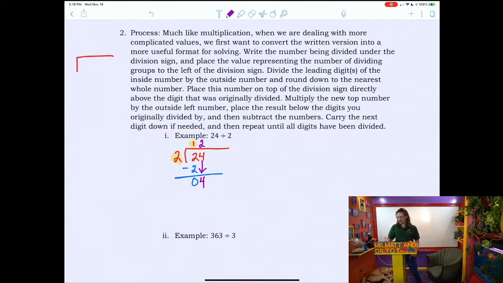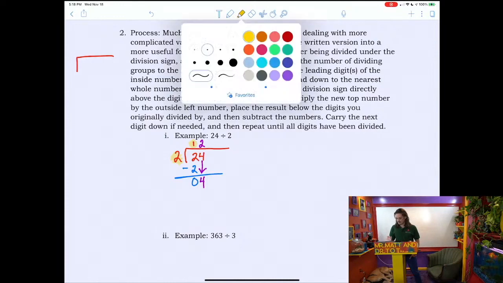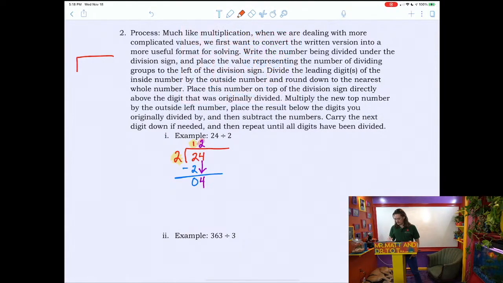Now I'm going to multiply that value of 2 by the outside value of 2. 2 times 2 is 4, and when I subtract, I get a remainder of 0.